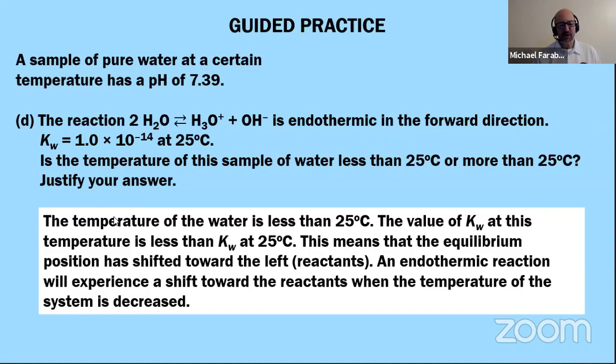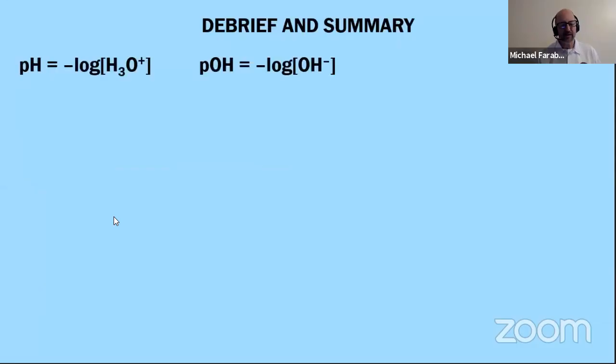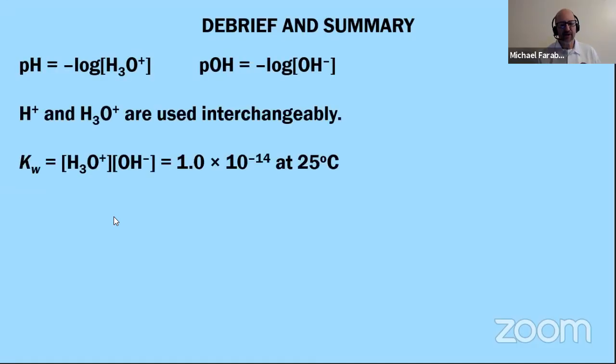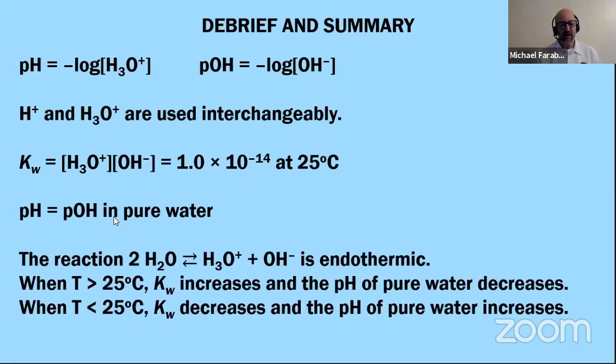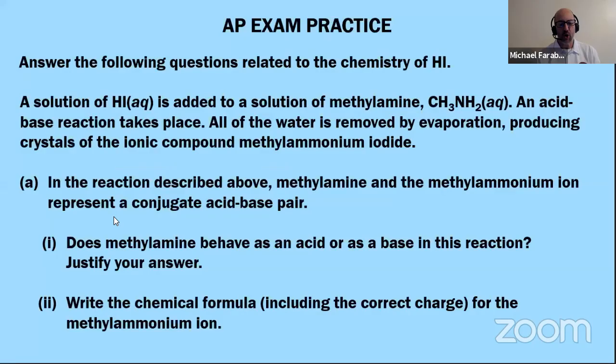All right, I'm going to move on to a summary and that final AP practice question. So in today's lesson, we talked about the definition of pH and pOH. We talked about the fact that H plus and H3O plus are used interchangeably. We talked about what it looks like in pure water and how the Kw is affected by a change in temperature. So I'm now going to switch to your homework problem.